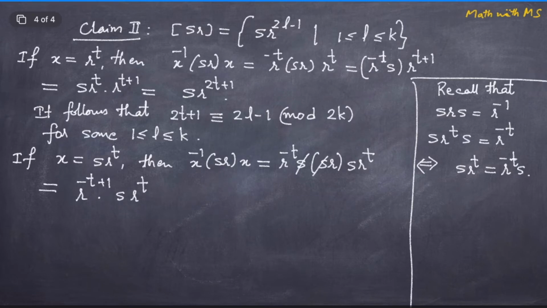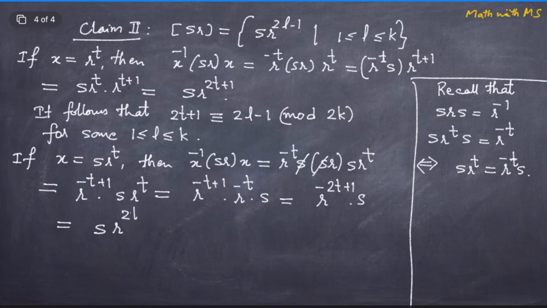Again, use the relation that I have written on the right hand side. This is the same as r to the power minus t plus 1 into r to the power minus t into s. This takes the shape r to the power minus 2t plus 1 times s. You can use that relation again and write it in the form s times r to the power of 2t minus 1.